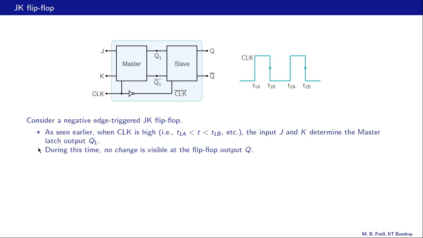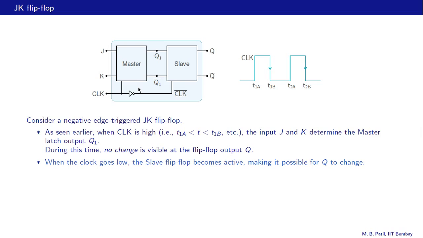As we have seen earlier, when clock is high, for example in this interval between T1A and T1B, the J and K inputs determine the state of the master latch. The output of the master latch is Q1. During this time, clock bar is 0, and therefore the slave is not enabled. Its output does not change. That is, Q does not change, and Q is the flip-flop output. So during this time, we don't see any change in the flip-flop output, although things are happening inside the flip-flop in the master part.